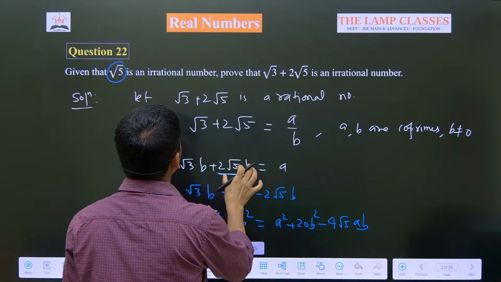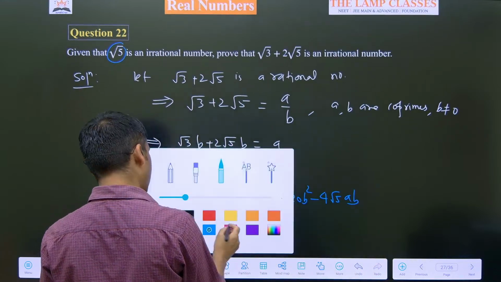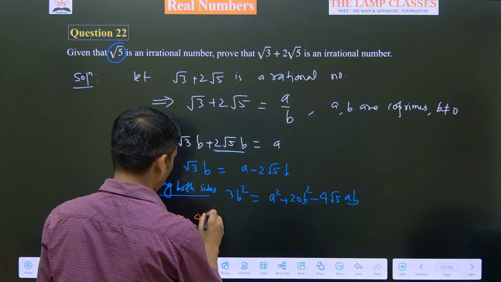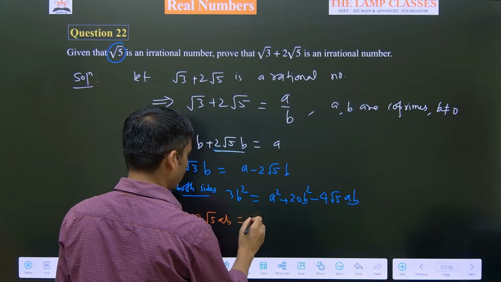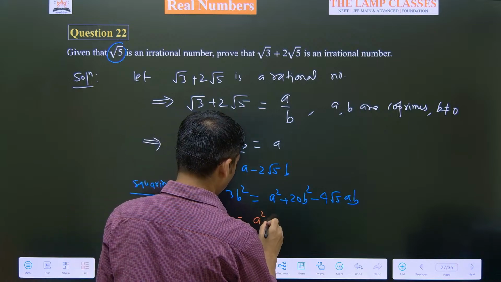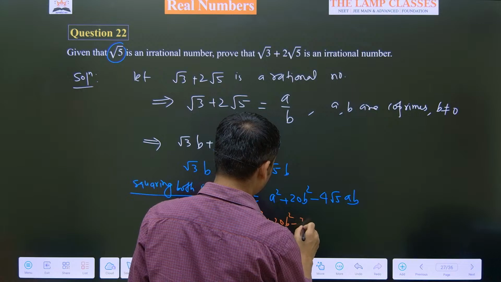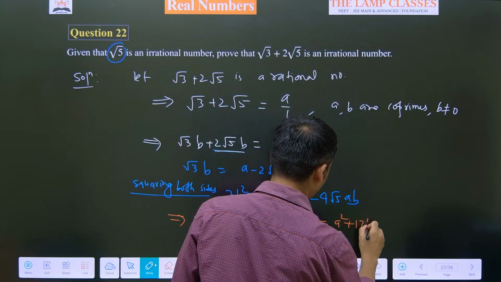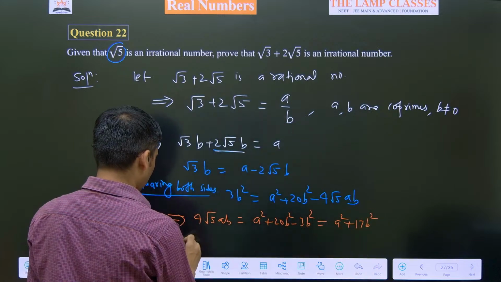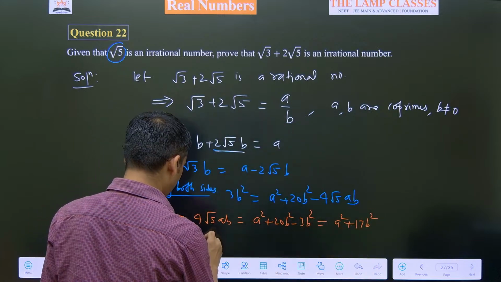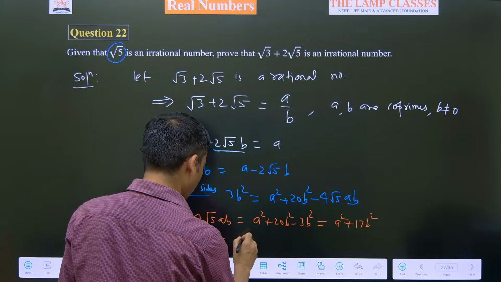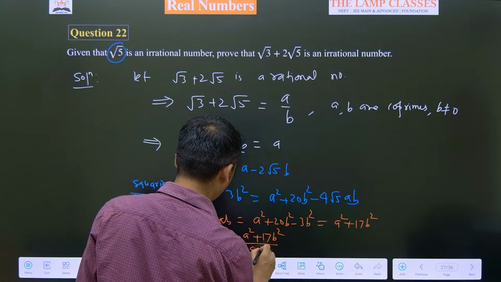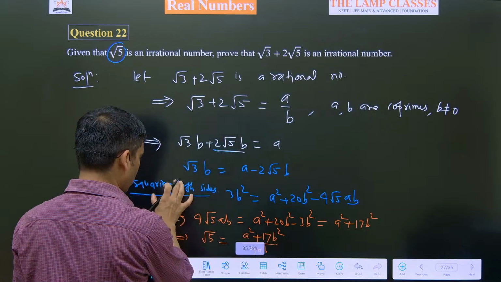And then send all the rational numbers to one side and irrational to the other side. So 4 root 5 ab is equal to a square plus 20b square minus 3b square, which is a square plus 17b square. Now 4ab we can transpose to the right side. So the left hand side is just root 5, equal to a square plus 17b square upon 4ab. And again the same conclusion we will say.